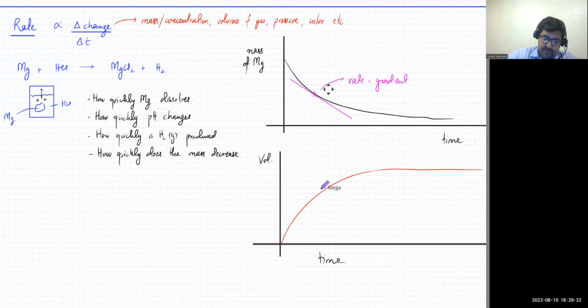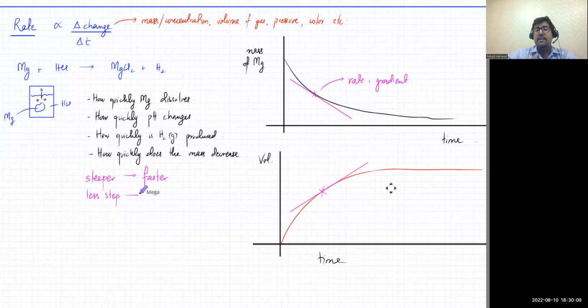Similarly over here, if I want to figure out what the rate of reaction is at this point, I'm going to draw a gradient at this point, and that will tell me what the rate of reaction is. The steeper the gradient is, steeper means faster. Less steep or zero gradient means slow reaction.